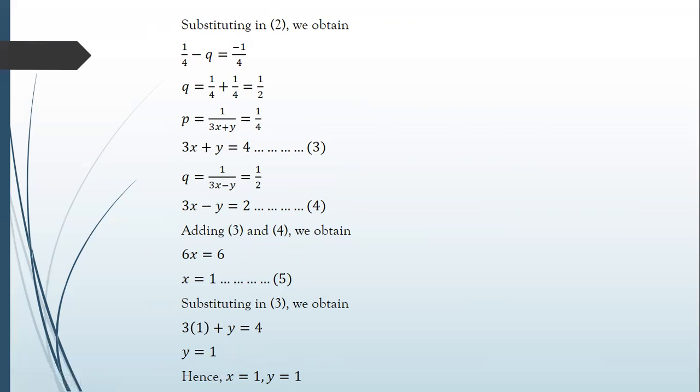So irrespective of what is there in the denominator, whether only x or root x or 3x plus y kind of expressions, it doesn't matter. We are going to take the whole reciprocal term as p or q, solve it. After that, substitute the values to get x and y.